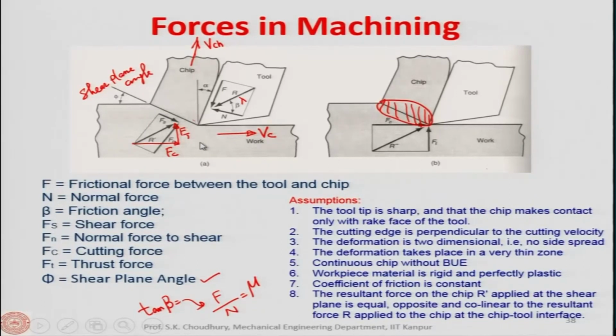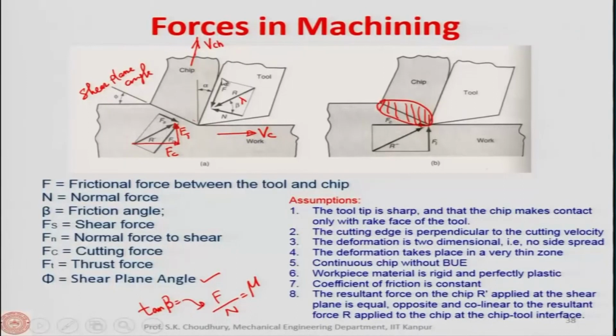Then we said that if alpha or phi change, all these four components, that is F, N, Fs, Fn, will change direction. So, we do not have unique directions; they always change with the change in phi and alpha.